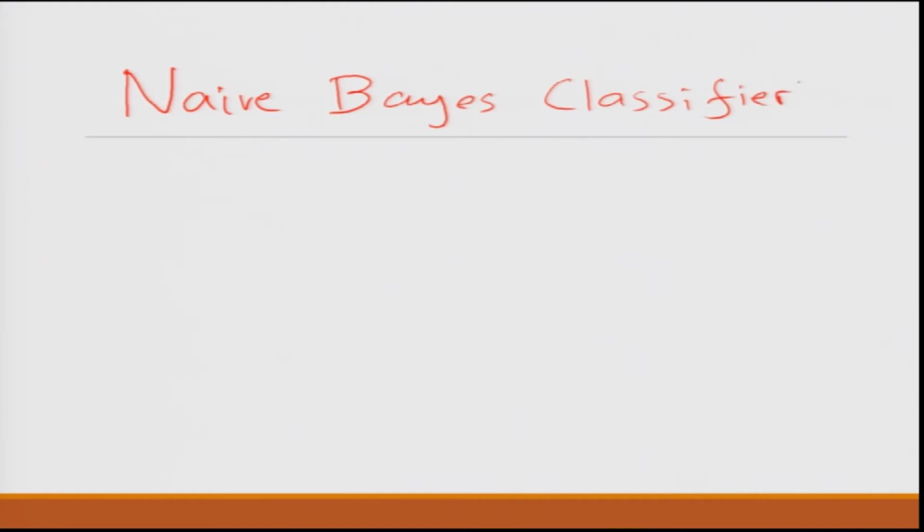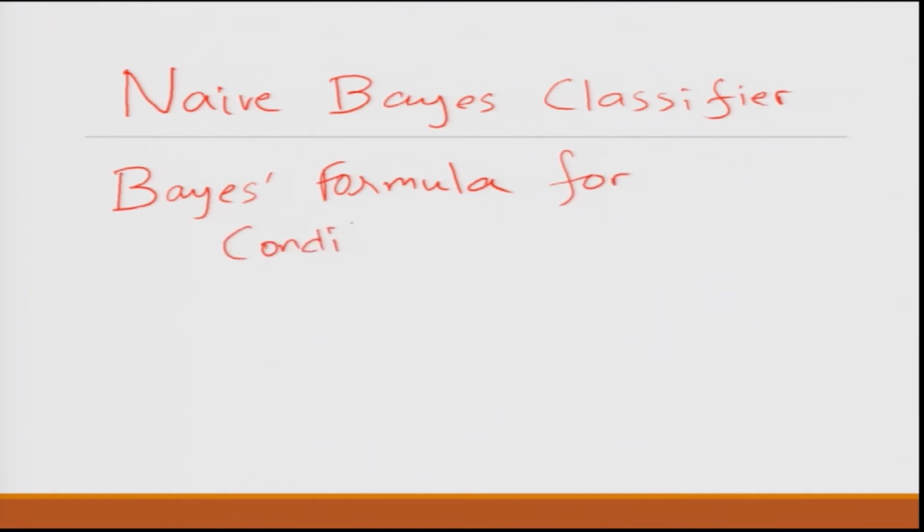The other simple method, which is again very popular, is the naive Bayes classifier. So, if you recall your study of probability in class 12, recall there was this Bayes formula, Bayes formula for conditional probability. Actually the formula is not a very complex formula.